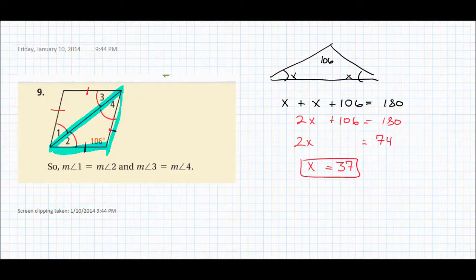So the measure of angle 1 is equal to the measure of angle 2, which is equal to the measure of angle 3, which is equal to the measure of angle 4, which is all equal to 37.